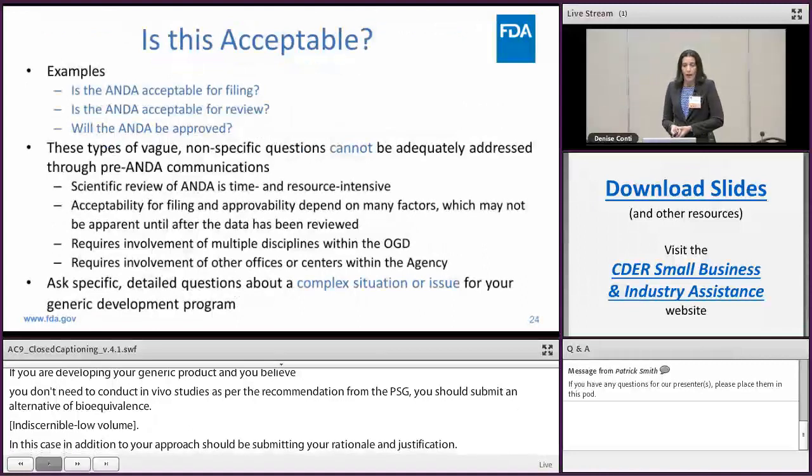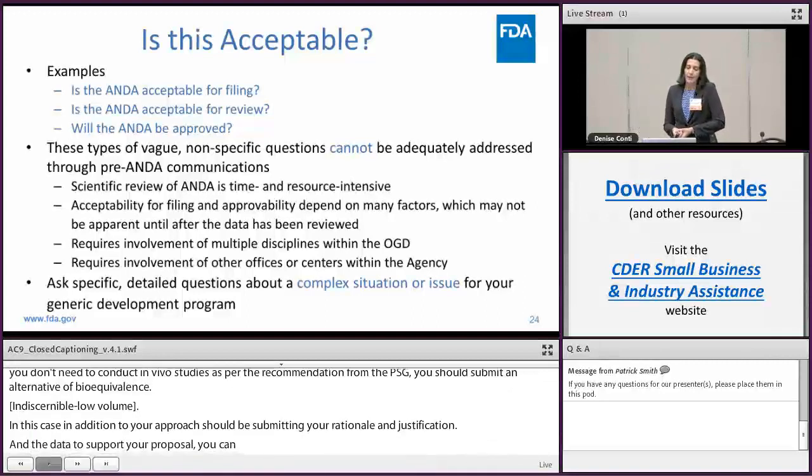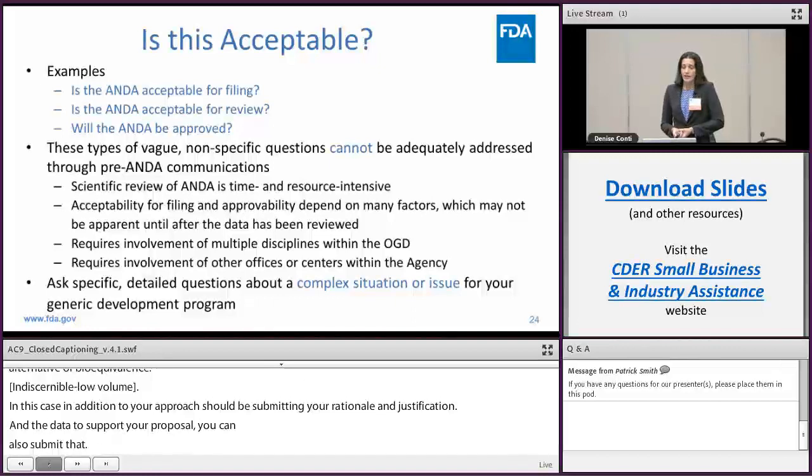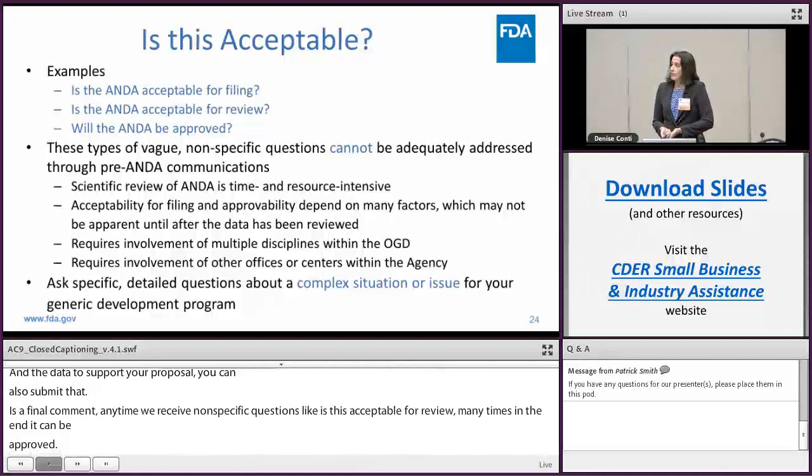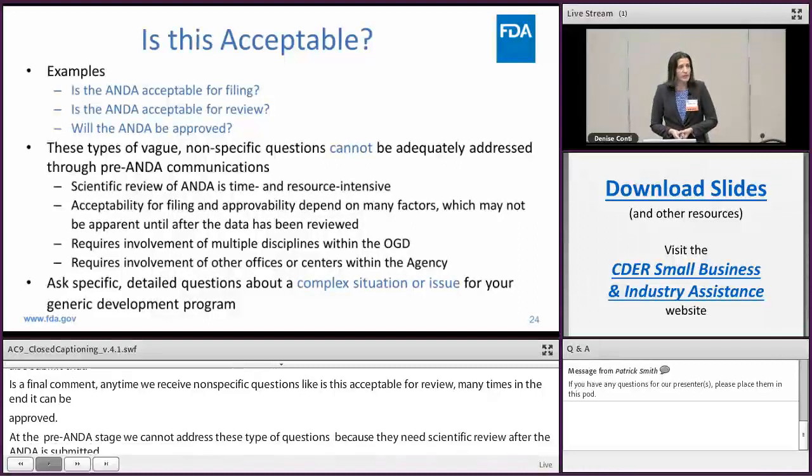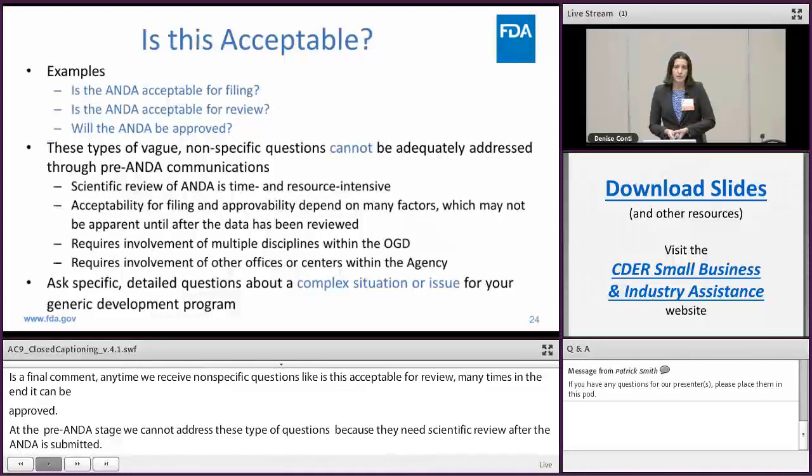And as final comment, many times we receive open and non-specific questions like, is my ANDA acceptable for review, or is the ANDA acceptable for filing? And then many times, if the ANDA can be approved. So at the pre-ANDA stage, we cannot address this type of questions because they need scientific review after the ANDA is submitted. So at the pre-ANDA stage, we recommend you ask specific questions about your development program, specific issues that you need help from the agency through the pre-ANDA meeting request mechanism.